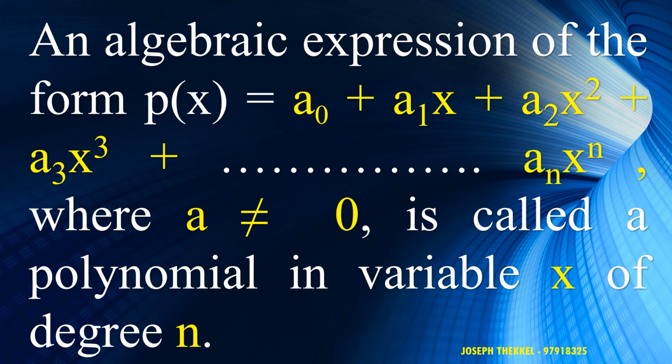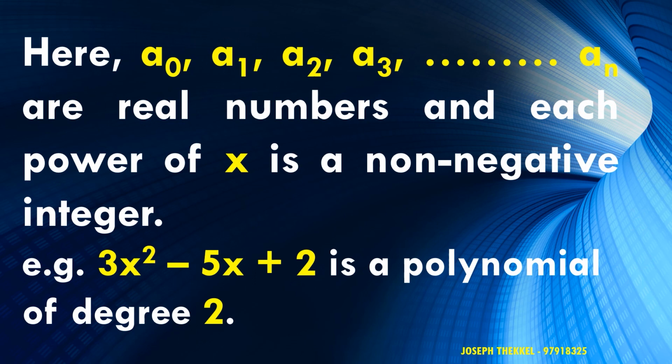An algebraic expression of the form p(x) = a0 + a1x + a2x² + a3x³ + ... + anxⁿ, where an ≠ 0, is called a polynomial in variable x of degree n. Here a0, a1, a2, a3, ..., an are real numbers and each power of x is a non-negative integer. Example, 3x² − 5x + 2 is a polynomial of degree 2.